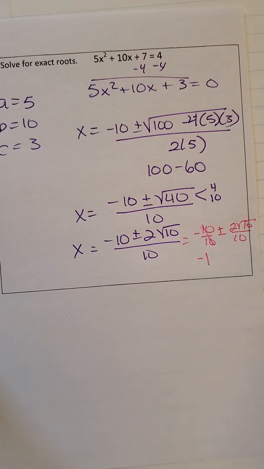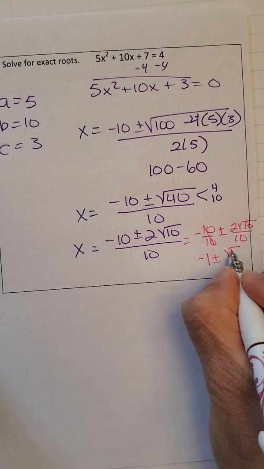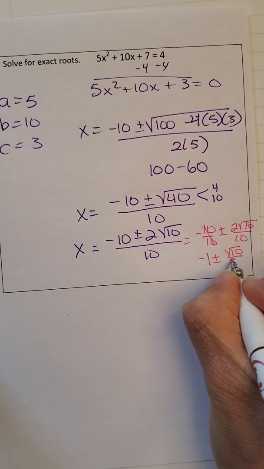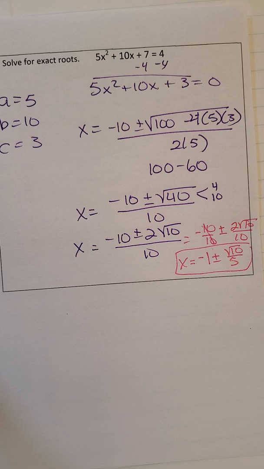So 2 and 10 have something in common. They have a 2 in common. So I can reduce that to 1/5. 2/10 reduces to 1/5. And those beautiful things are my answer. So negative 1 plus or minus the square root of 10 over 5. So that is how you use the quadratic formula to solve quadratic equations. Make sure you get it in standard form first. And make sure you, in this lesson, leave it in the exact answer.